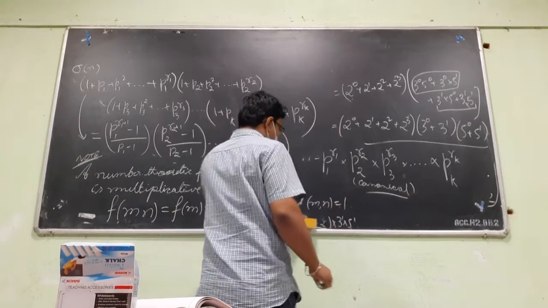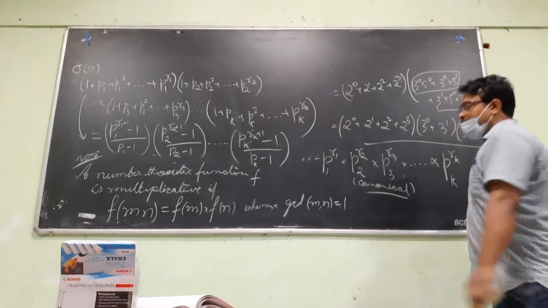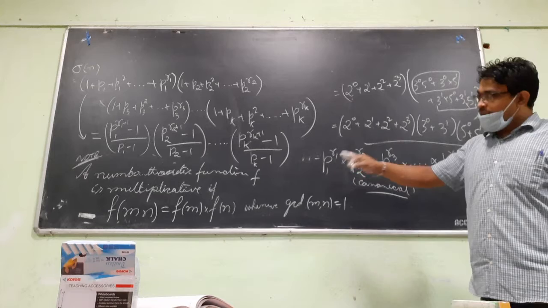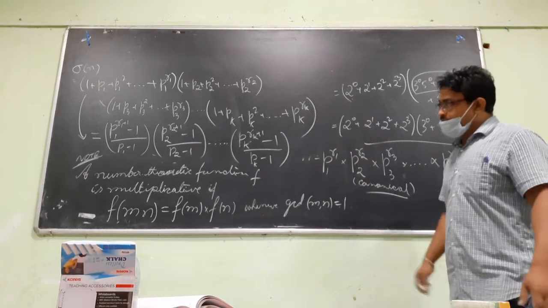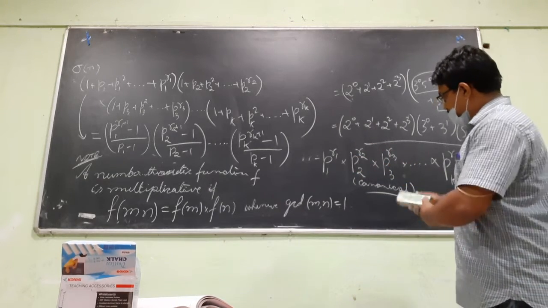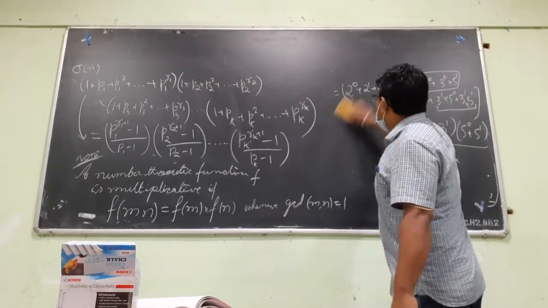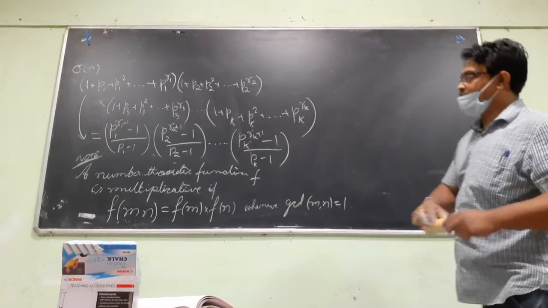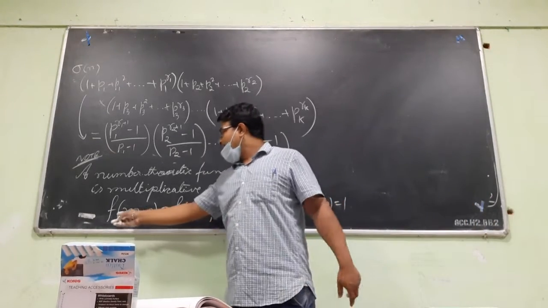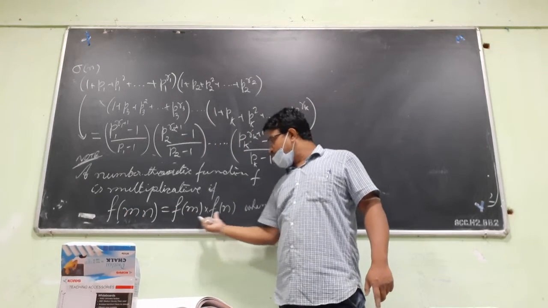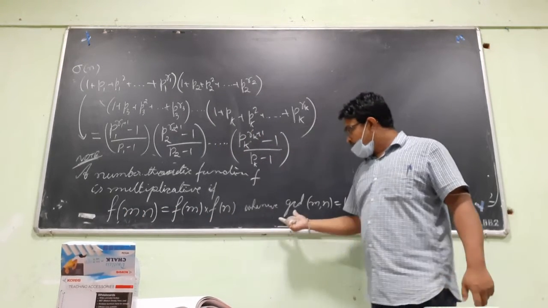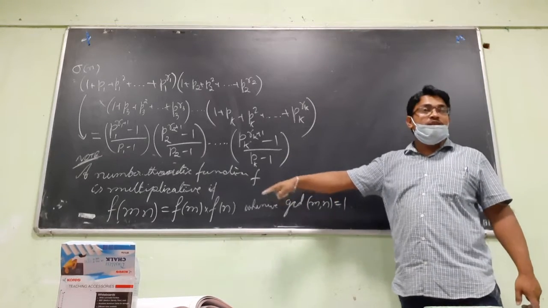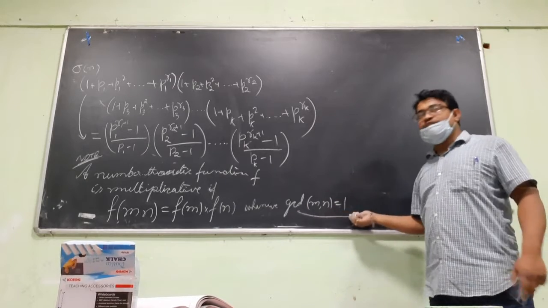...is 1. If there is no common factor, then f of mn can be written as f(m) into f(n). If this is satisfied by some function, then that function is said to be multiplicative. So once we know that a function is multiplicative, we can use this result. Multiplicative means f(mn) will be the same as f(m) into f(n). We can separate the function. Hence, the image of the product is equal to the product of the images, whenever GCD of m and n is 1.